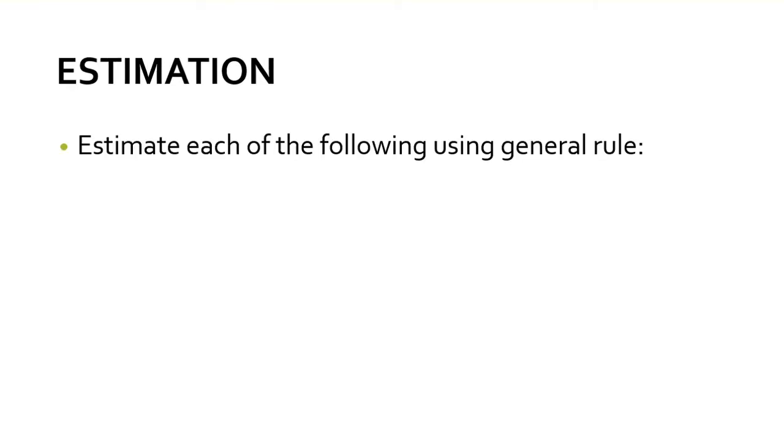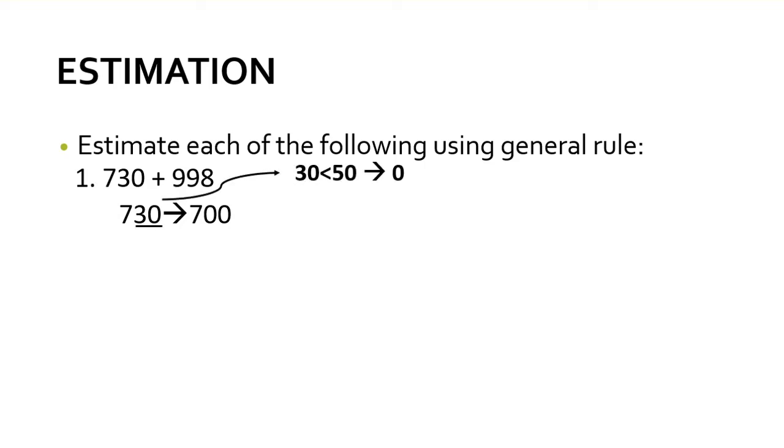Let's do some examples. This is the first question. They have not mentioned to which place you have to round off. So we can make our own decision, and I am going to round off this to nearest hundreds. 730 becomes 700. Why? Because 30 is less than 50, so it should be rounded off to 0. Why did I check two digits from the right end? Because I am going to round off this number 730 to nearest hundreds, and two zeros are there in hundreds. That's why I took two digits.